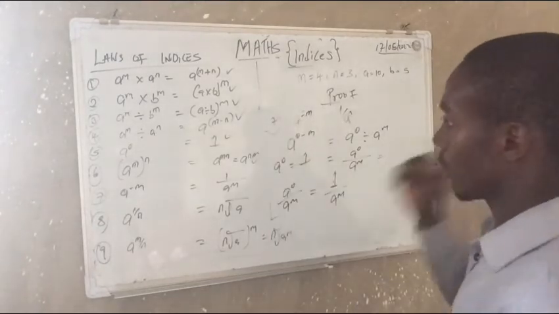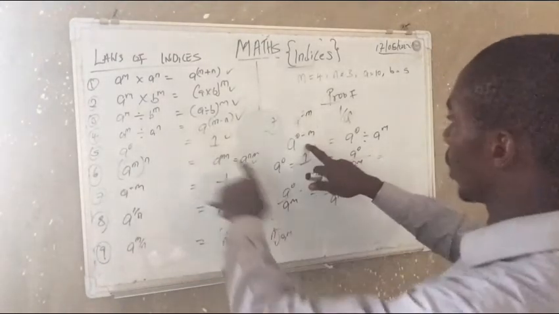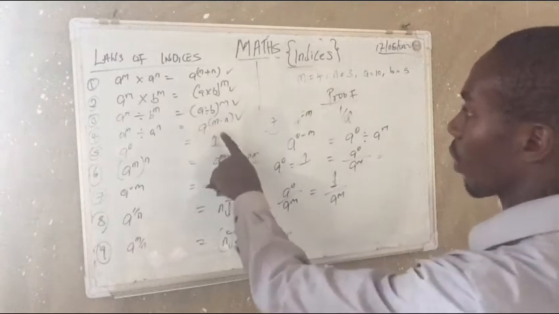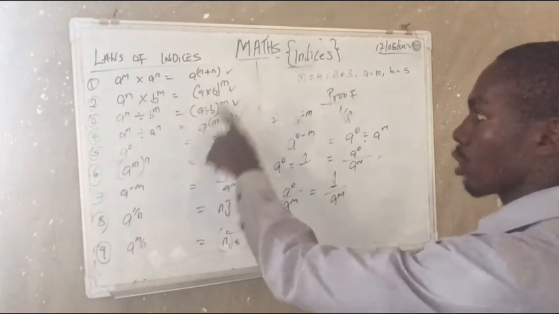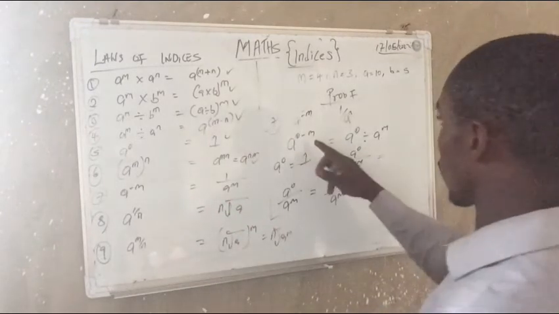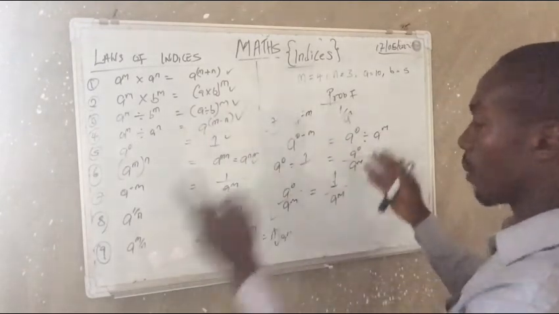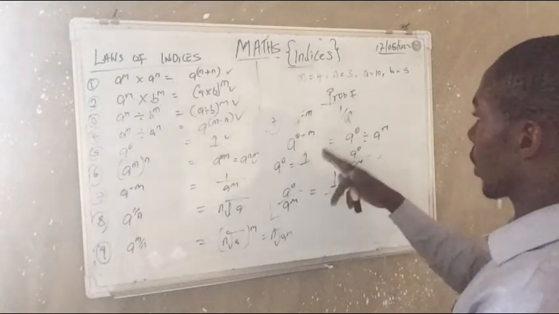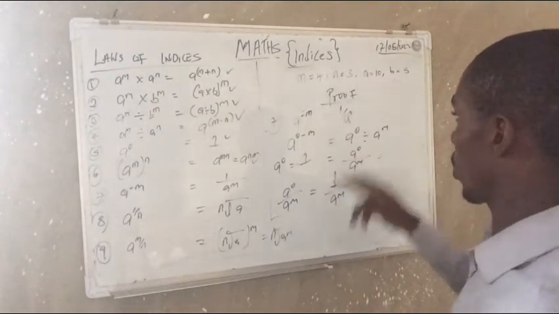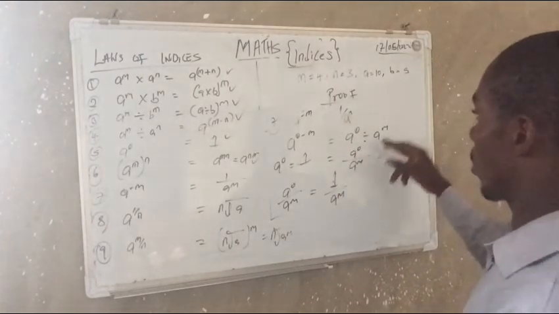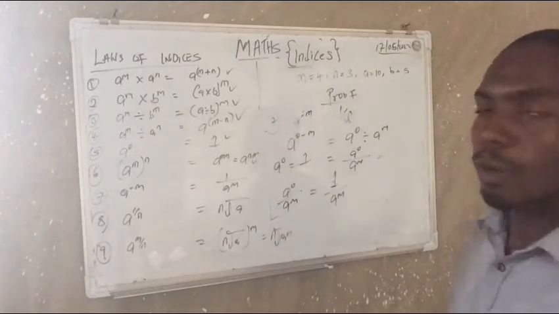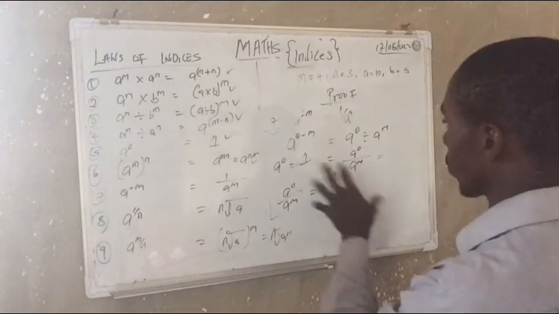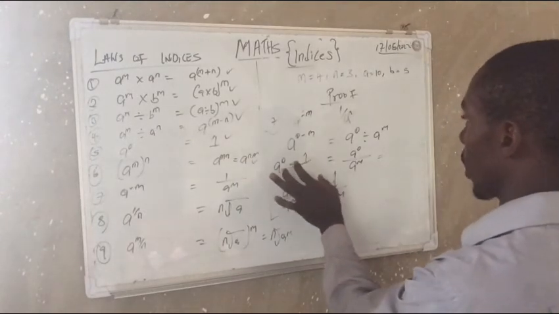So now, from the fourth rule, we see that a raised to the power m divided by a raised to the power n is a raised to the power m minus n. That is what I used here, and I split the two of them again, giving them a common base: a raised to the power 0 divided by a raised to the power m. Now, from the fifth rule, we see that a raised to the power 0 is 1, and that is the same thing I used here.